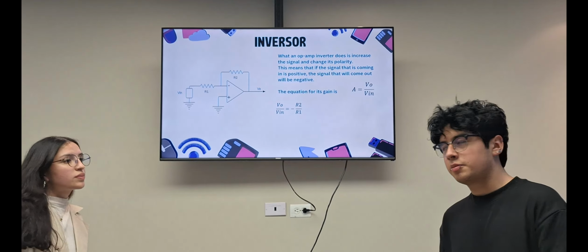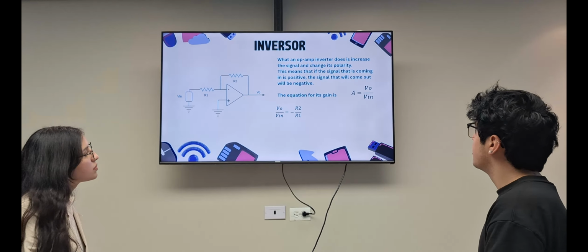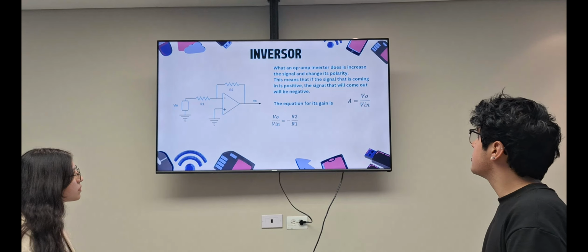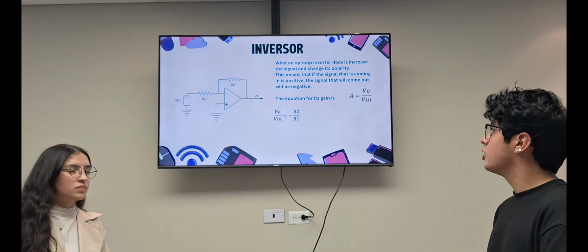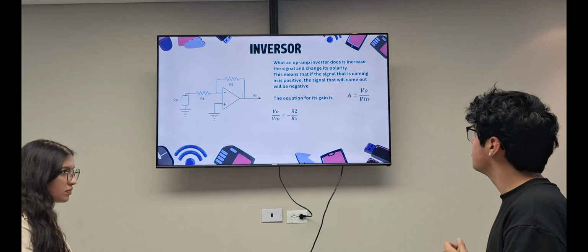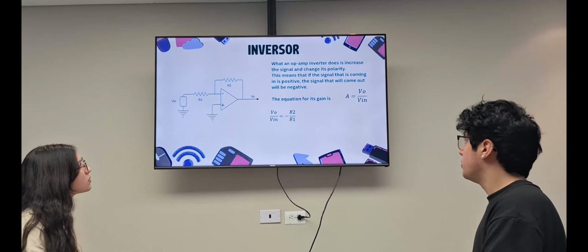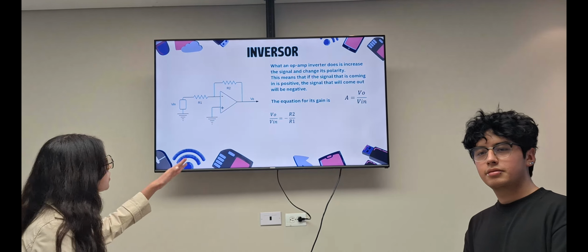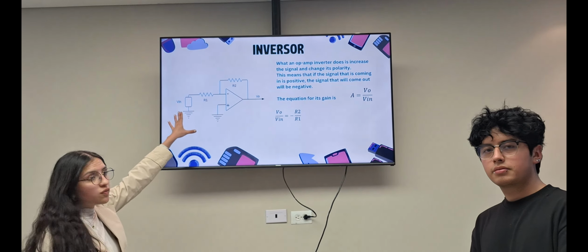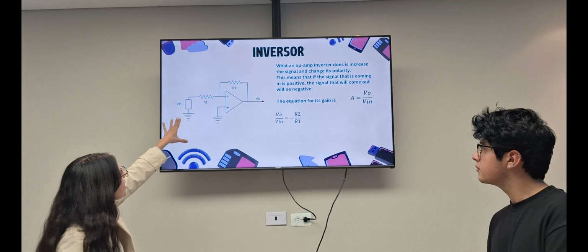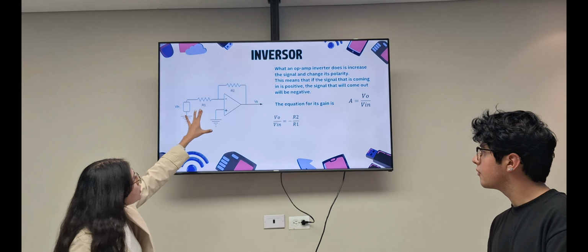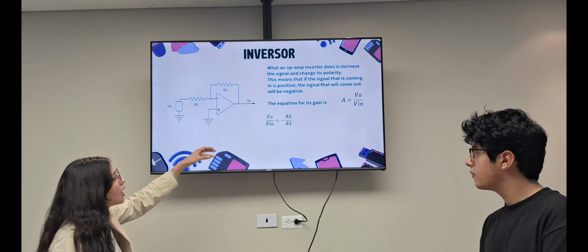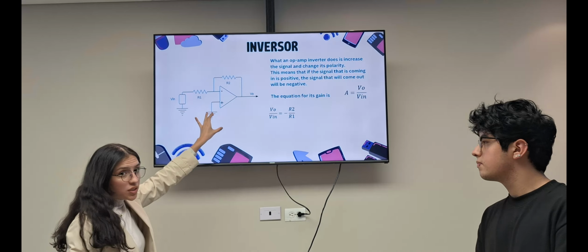The first amplifier is an inverter. What an OPAMP inverter does is increase the signal and change its polarity. This means that if the signal that is coming in is positive, the signal that will come out will be negative. This operational amplifier is called an inverter because, as you can see, we have the voltage source on this side with this resistor, and it's coming into the circuit on its negative side, and we're going to have the ground on the positive side.